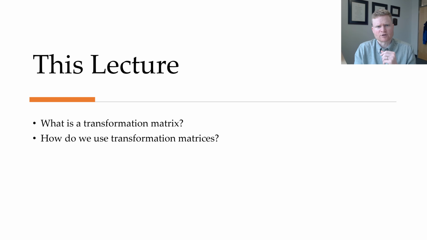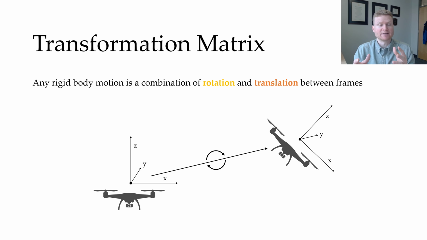So in this lecture, I first want to say, what is a transformation matrix? And once we've defined it, I then want to show us how we can apply these transformation matrices to capture rigid body motion. Let's get started with a really basic and very fundamental theorem in robotics, and that is that any rigid body motion is a combination of a rotation and a translation.